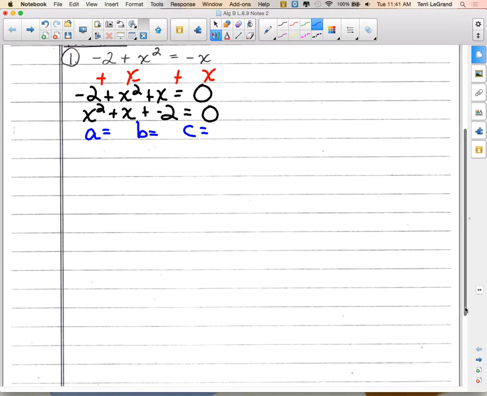Our a is what? 1. Our b is 1. Our c is? Okay, go ahead. Substitute it into the quadratic formula because you know how. The only thing in this step should be the substituting in. And everywhere we substitute, we use parentheses.